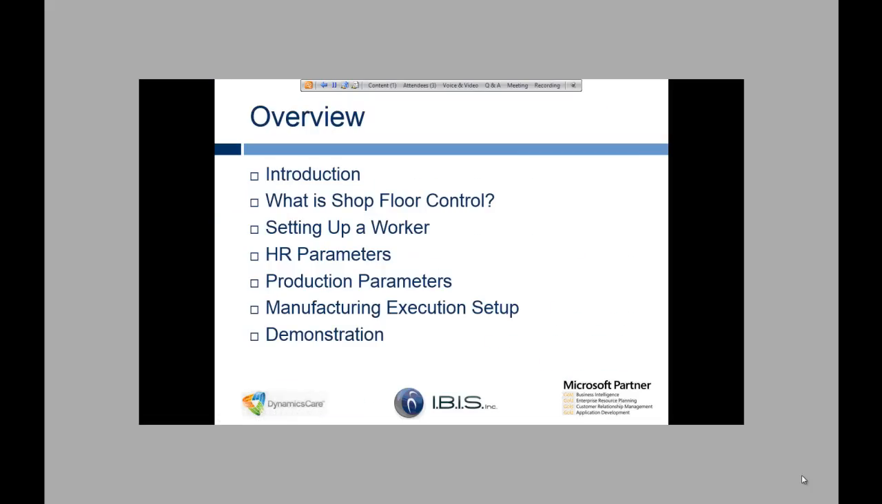Okay, so the overview. I'm going to do my quick introduction, and then I'm going to go through what shop floor control is when it comes to AX. And then I'm going to talk about how to set up a worker and go through some of the parameters in human resources, production, and then the specific manufacturing execution parameters and setup. And then I'm going to take you through a quick demonstration in AX through what a worker would carry out a production process with.